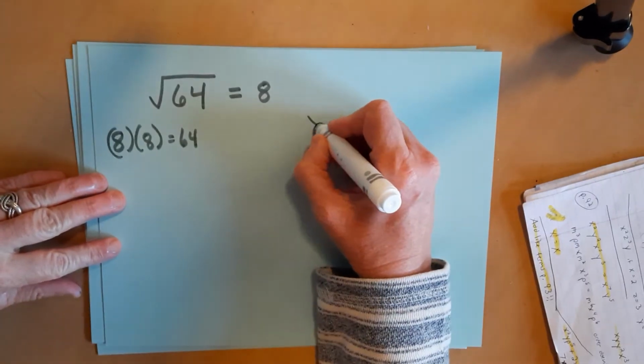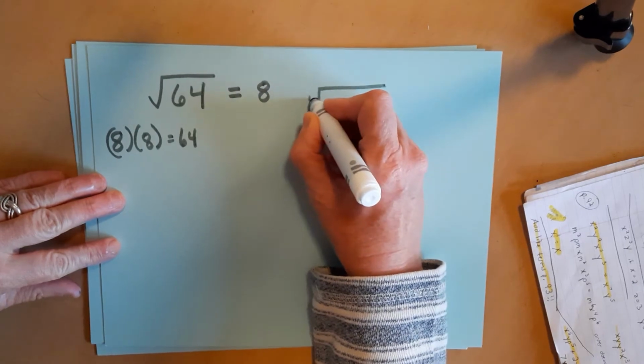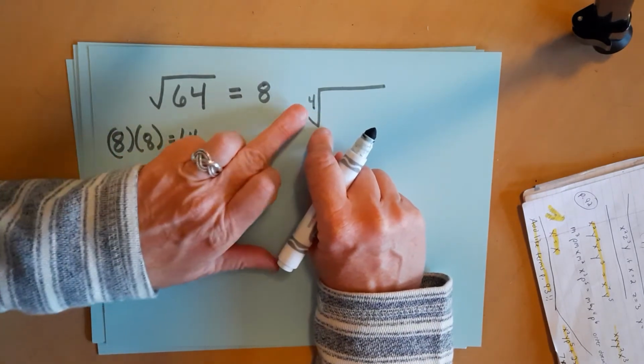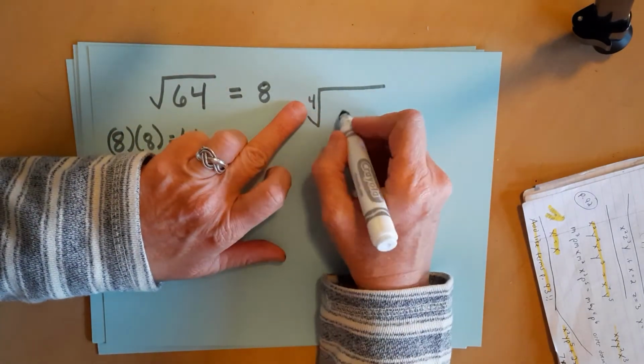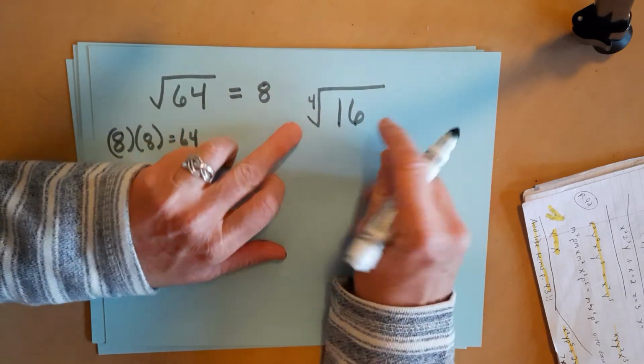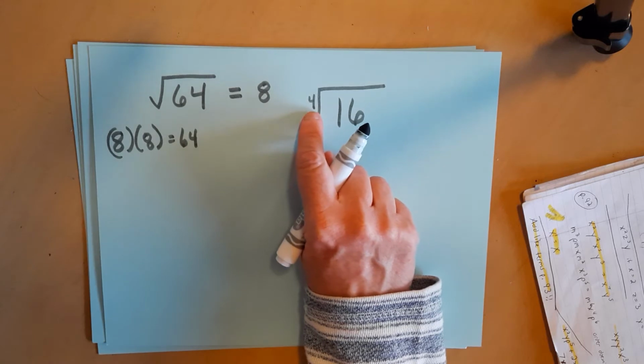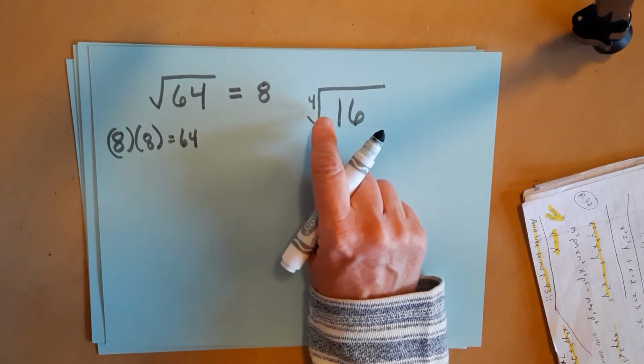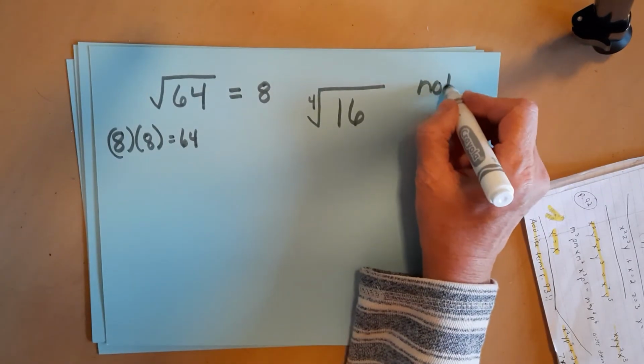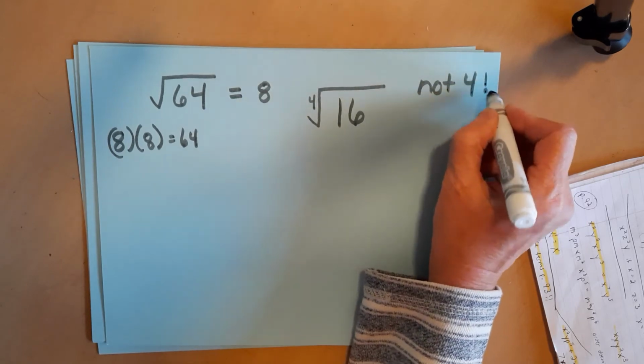You'll sometimes see something that looks like this with a little 4 in it, or another number. This means the fourth root of 16. So you have to be careful. This does not mean 16 divided by 4. That would give you an answer of 4, and it is not 4. That is not the right answer.